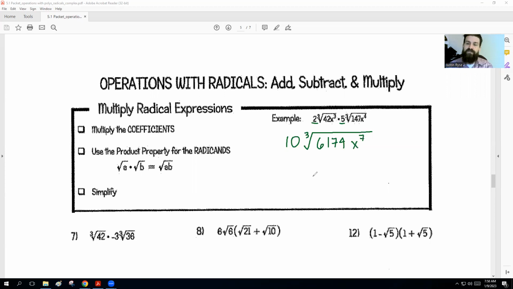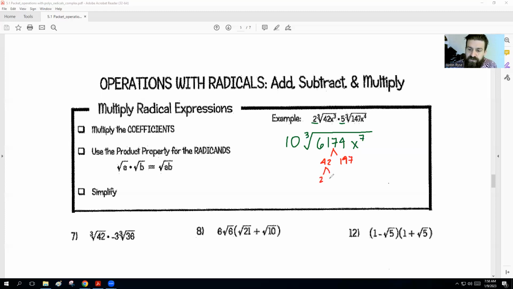Okay, so that's the first thing that we do. We multiply the number outside, leave it outside. We multiply the numbers inside, leave them inside. And then, very simple term, we're going to simplify. We're going to break it down. We're starting with a cube root here. Remember, with the cube root, you need to break it down and try to find groups of threes. So what numbers multiplied together? Well, kind of easy. We just did 42 times 147. So I'm going to keep those there.